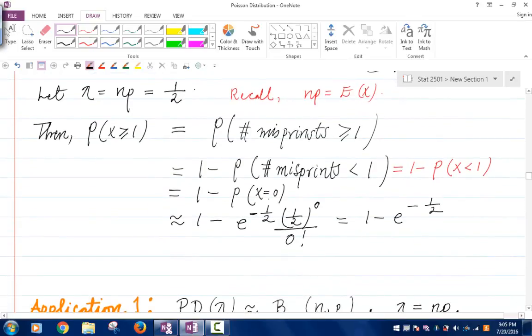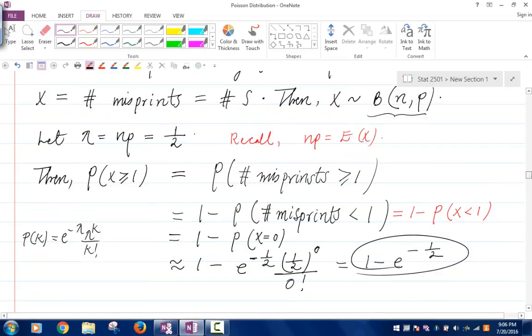So what's the probability that X is 0? Remember, the Poisson PMF is e to the negative lambda, lambda to the k, over k factorial. So P of 0 would be e to the minus half times half to the 0 over 0 factorial. Here lambda is half, so what we get is 1 minus e to the negative half at the end. Okay, so that's one example.